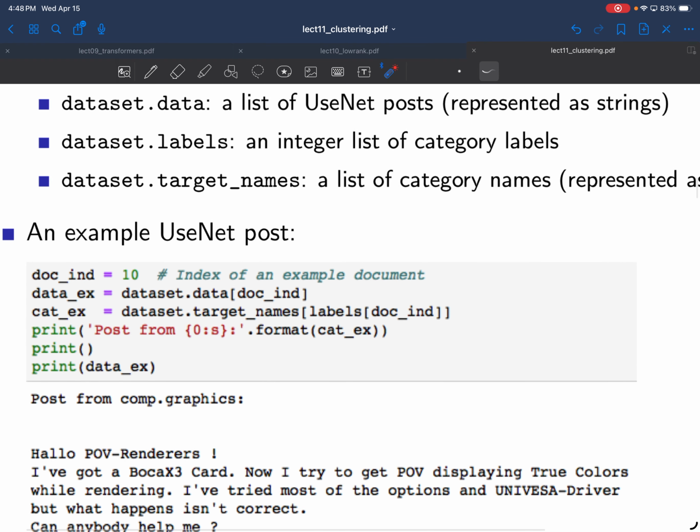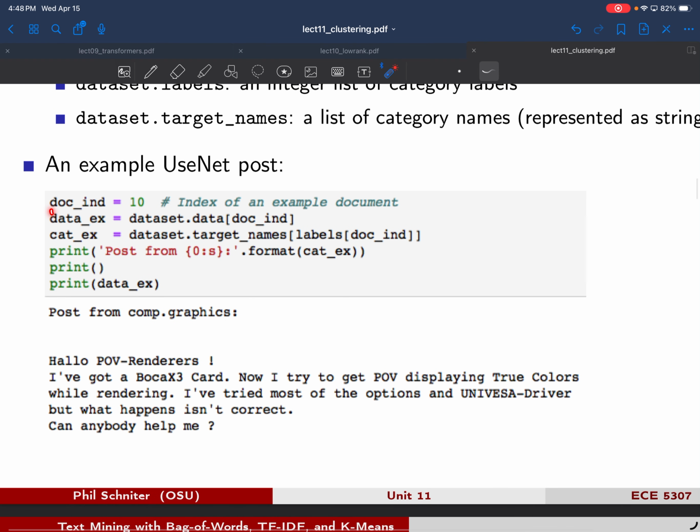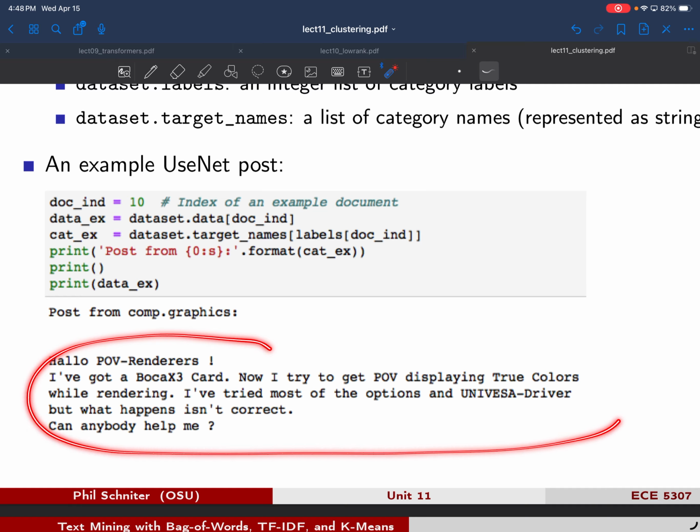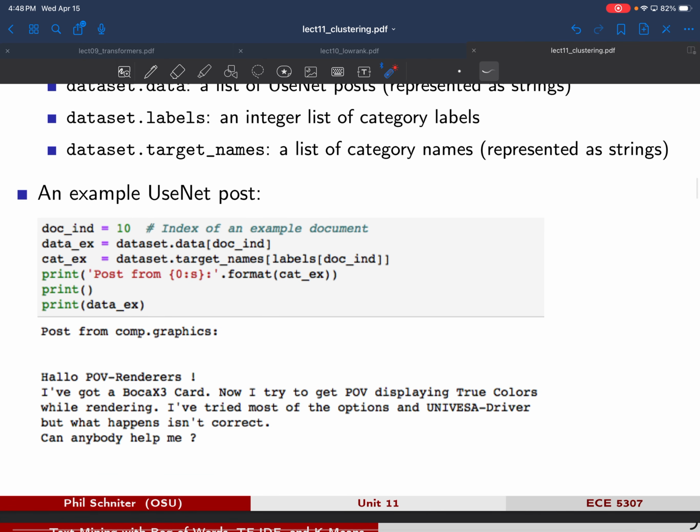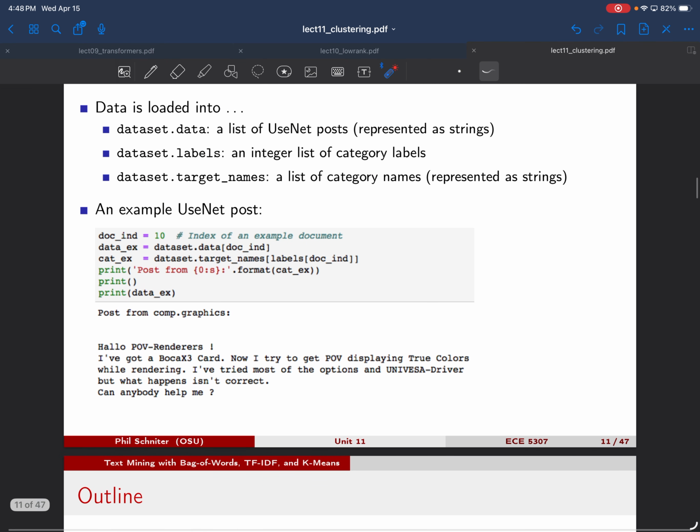So just as an example, let's look at document number 10 in this data set. And we can find the label for that document, and we can extract the name, and that tells us, okay, this is coming from Comp Graphics, and this is the actual document. And basically, it's someone that is looking for help with a graphics card. So, just as an example, it's kind of like a short email. Okay, so that's what we're going to work with. Any questions so far?